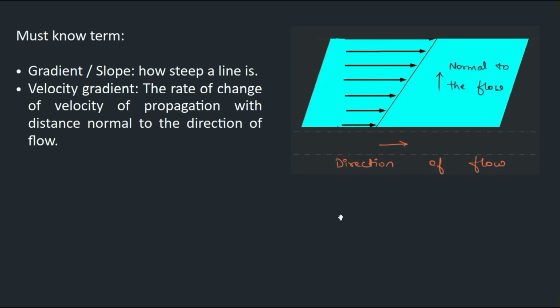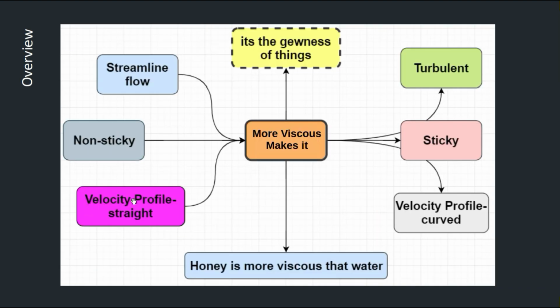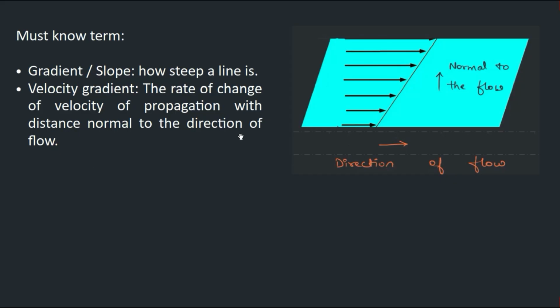There's one word that you should know. So gradient or slope. How steep a line is the gradient, if not the slope. We have to understand the word velocity gradient. I think I showed it to you guys. Where is it? Right, velocity profile. Okay. Yeah, velocity gradient. Viscosity depends on velocity gradient. So what is this velocity gradient? I didn't want to make a separate video because it's a small topic. So I just wanted to finish over here.